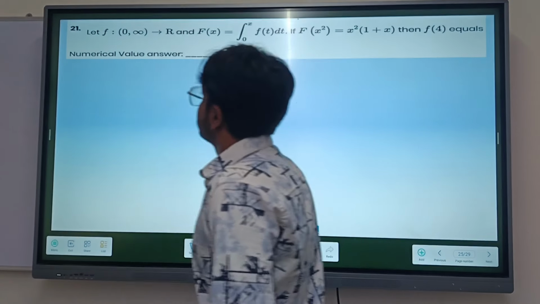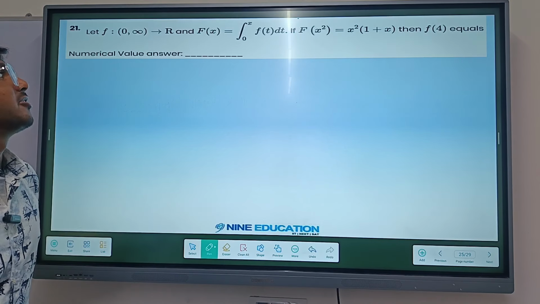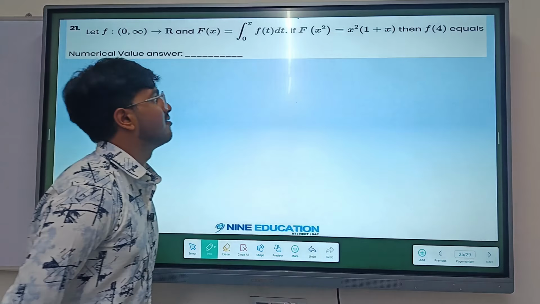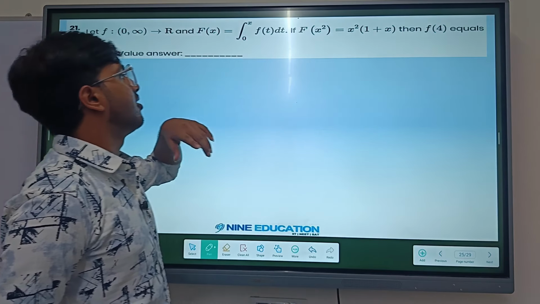Alright, moving to the next question. Let's come to the numerical type of questions. Function capital F of x is given as the integral from 0 to x of f of t dt, and capital F of x square is equal to x square into 1 plus x. You are asked f of 4.